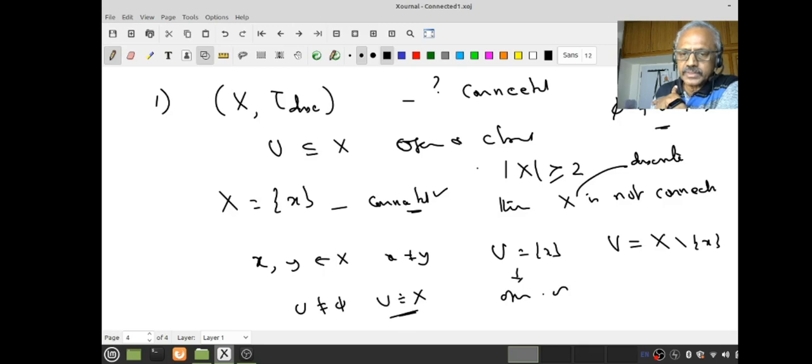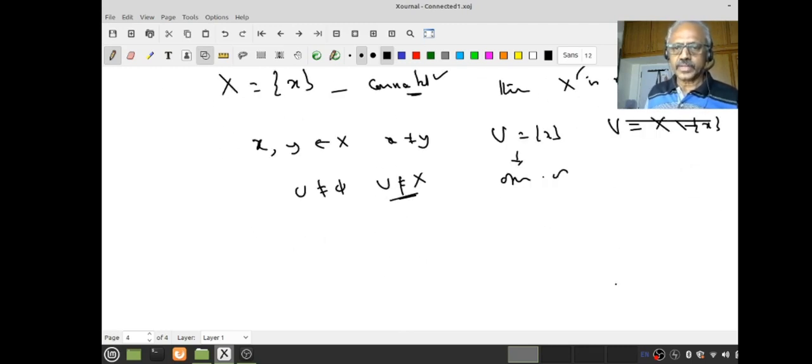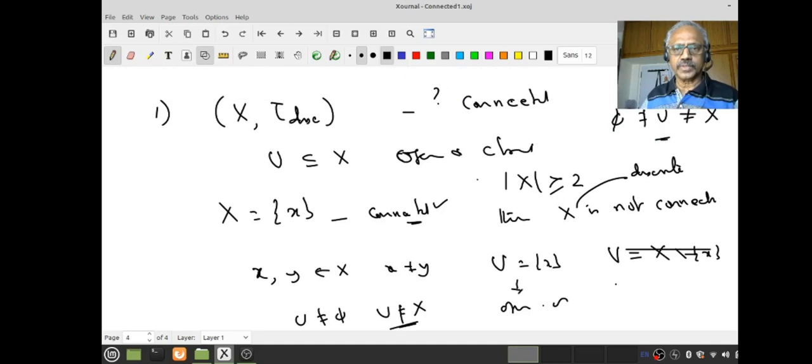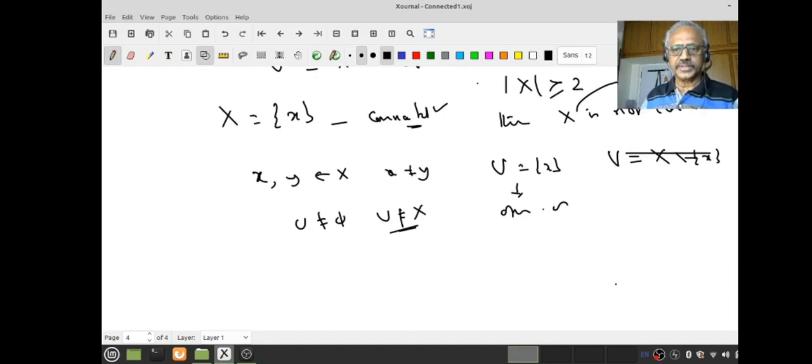Why is U not equal to X? Because there is another element y which is not in U. You see that? Therefore I have produced a set which is not the empty set, which is not the full set, but which is both open and closed. How am I able to do that? Because it's a discrete space, every set is both open and closed. So I only have to make sure that if I take a singleton set, it's not all of X, then I am through. Okay, pause, maybe proceed.